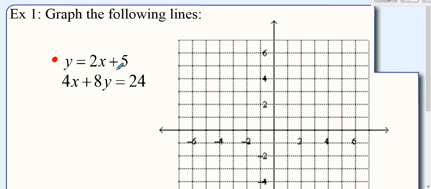2x plus 5 means you start at 5 on the y-axis. That's your y-intercept. And then the 2 tells you that your slope is 2. So it's going to go up 2 over 1. If you wanted to continue it the other way, you can go down 2, left 1, and get a whole lot more points.